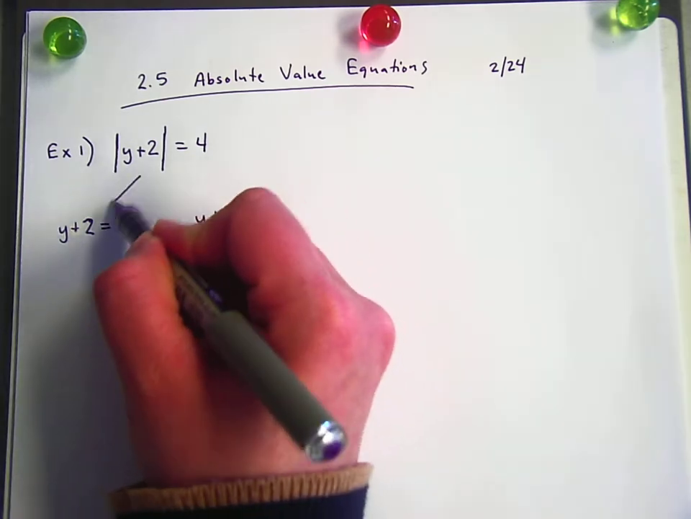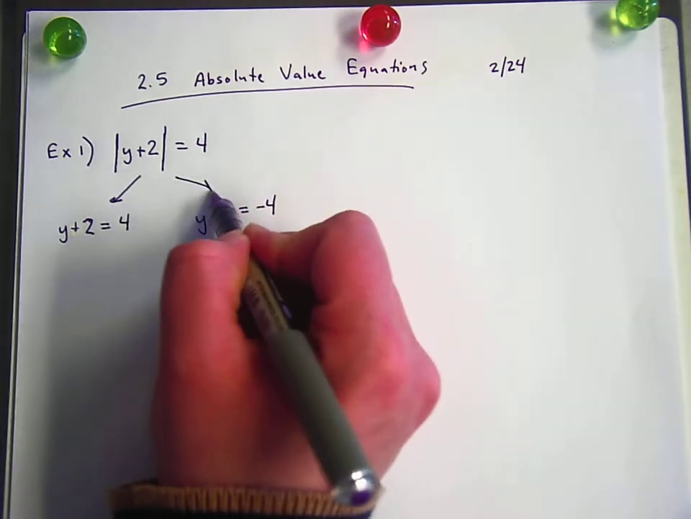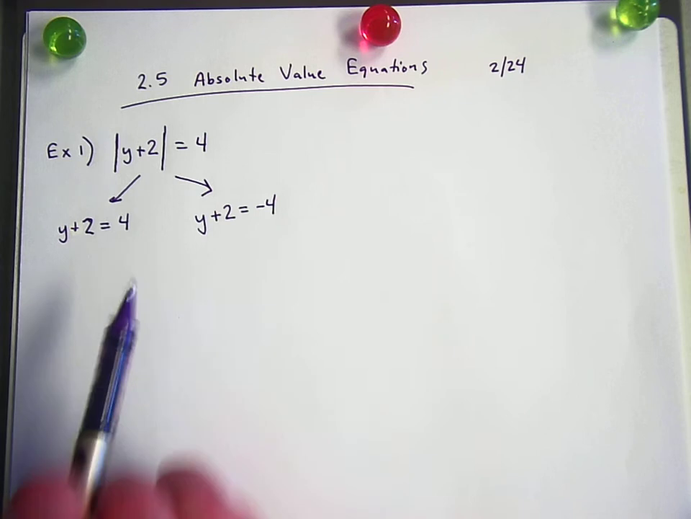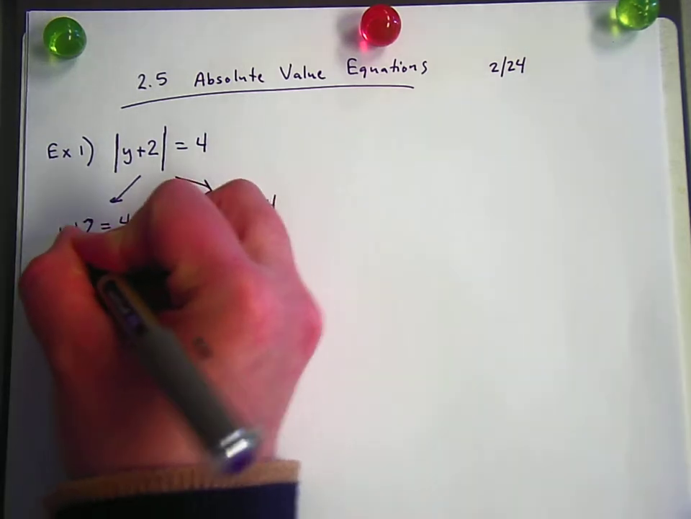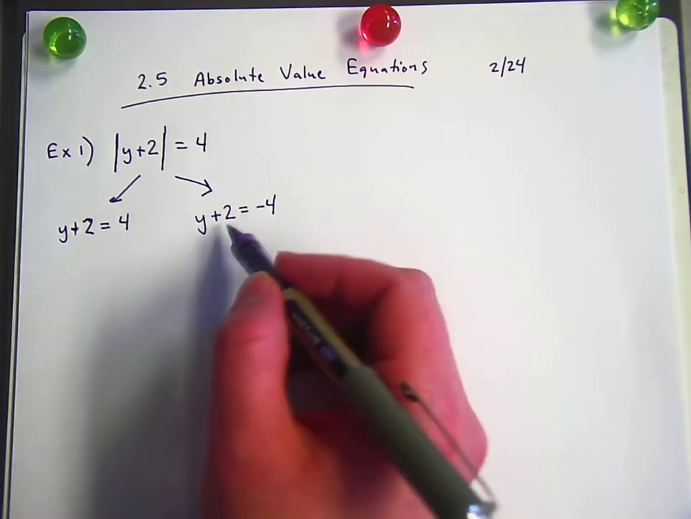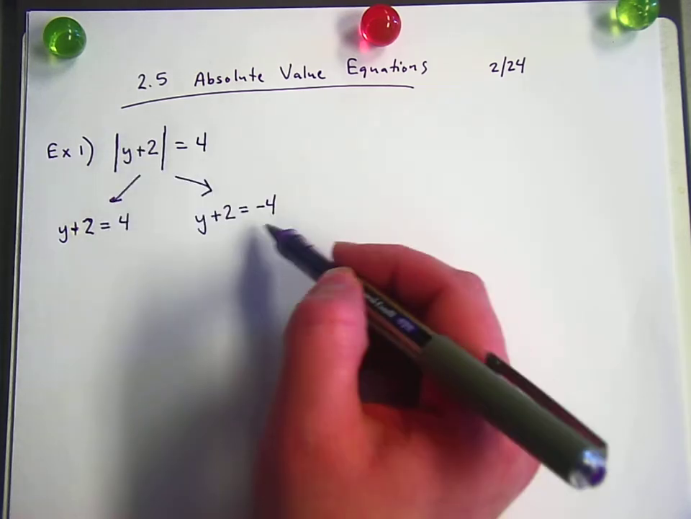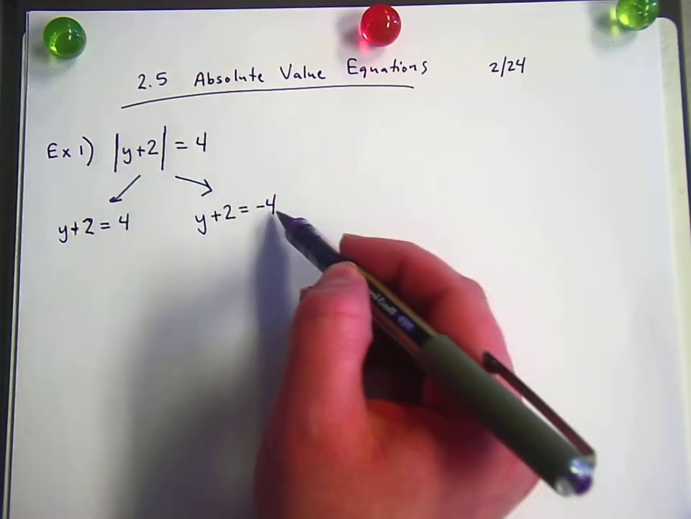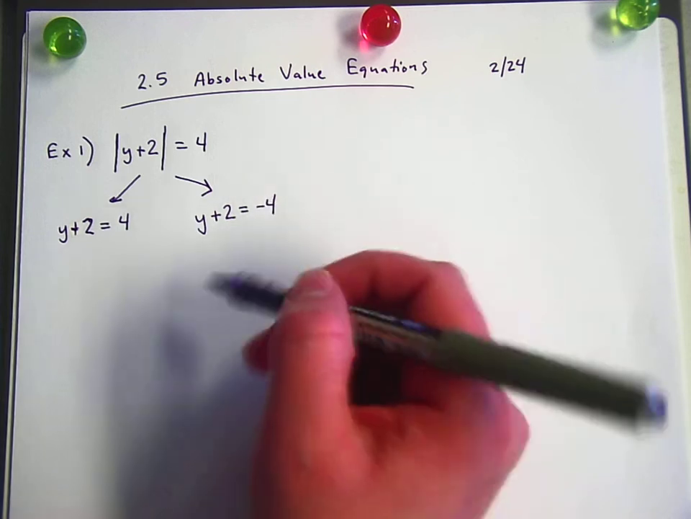So basically, to solve an absolute value equation, you're going to split it into two problems. The first one, you're going to say that the inside of the absolute value equals what it originally was. And then the second equation, you're going to write the inside of the absolute value equals the opposite of that, the negative answer. And then we're going to solve both of them.